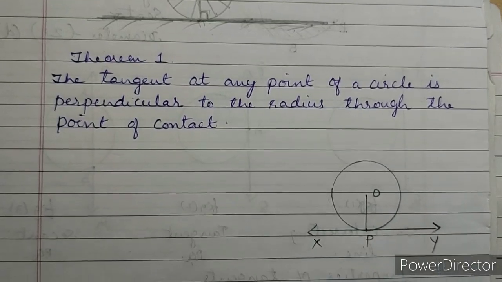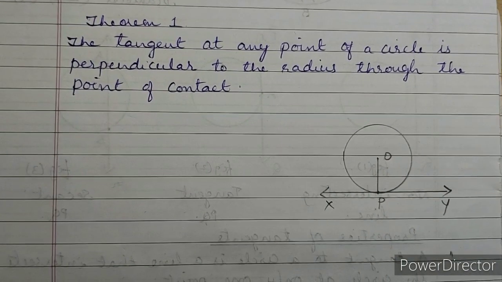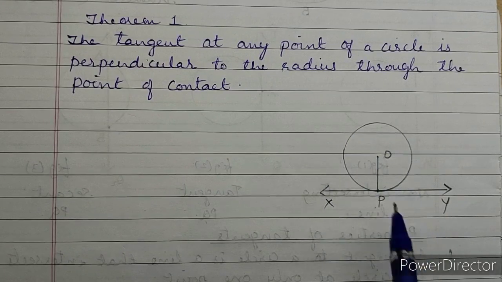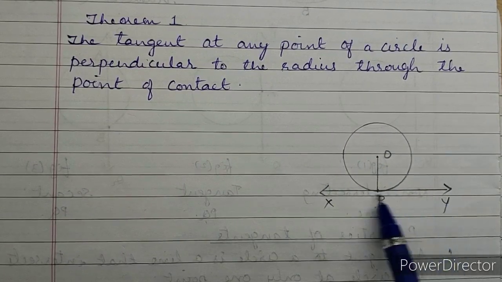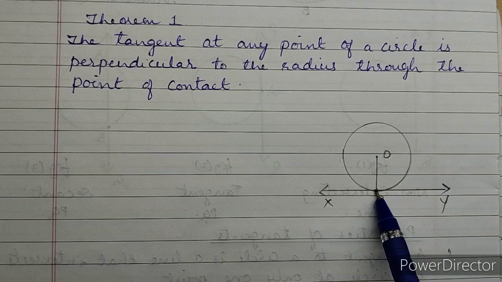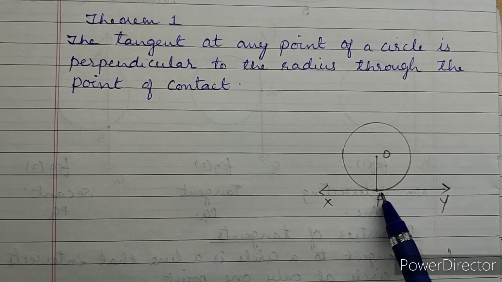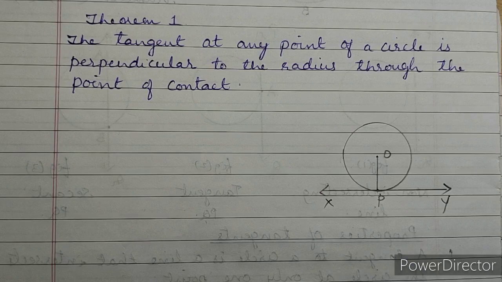So diagram, first you have to draw the diagram. See, this is the diagram. Given a circle with center O, XY is the tangent, P is the point of contact and OP is the radius at P. So this is the data given. So data first you should write.